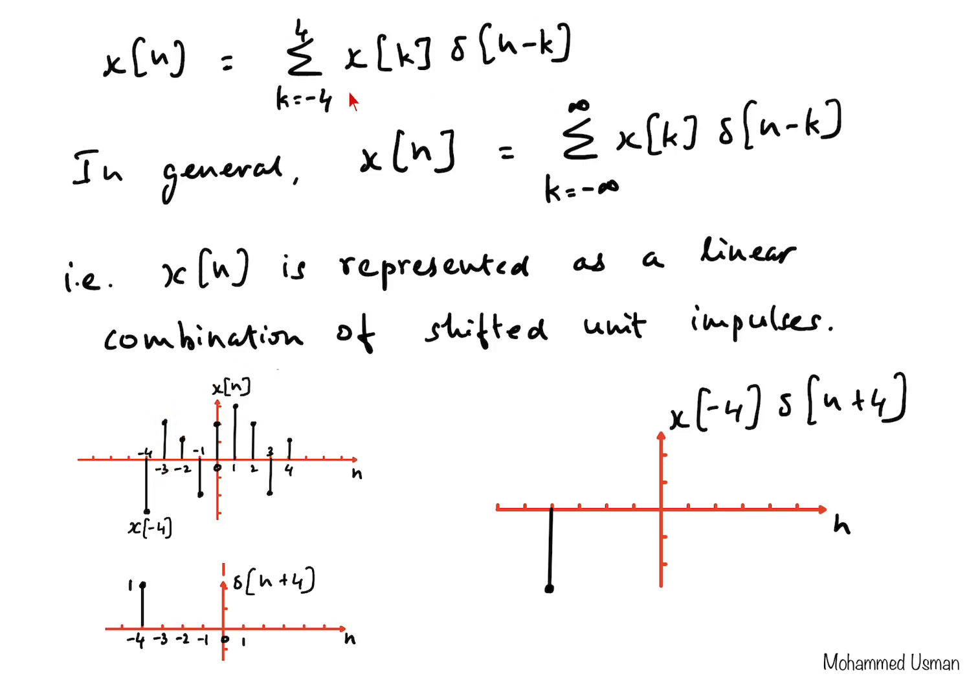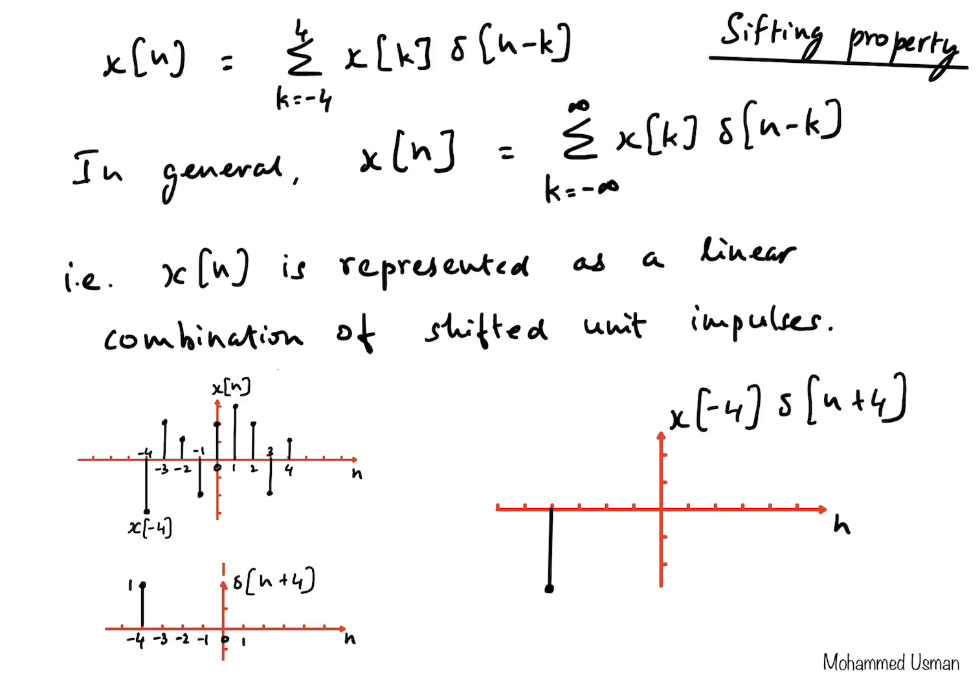And this equation, which extracts each of these impulses, each of these values of x of n separately, this equation which gets that process done, this is called as the sifting property. Okay, we call this as the sifting property. All right. So basically what the sifting property does is that it extracts the value of x of n for each value of n separately.